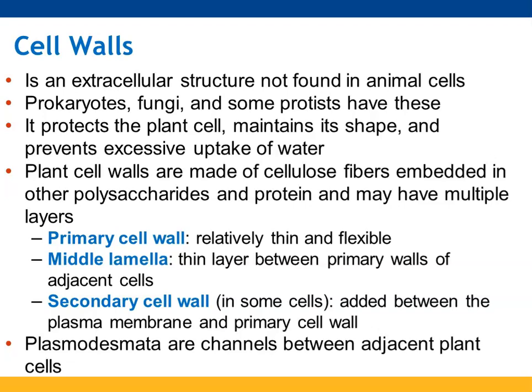You've got a primary cell wall, a middle lamella, and a secondary cell wall. Primary tends to be a little bit thinner and flexible. The middle lamella is a layer between the primary cell walls of adjacent cells. And then the secondary cell wall is between the plasma membrane and your primary cell wall. And there are channels that can be formed between adjacent plant cells called plasmodesmata, and we'll spend a little bit more time on them later.